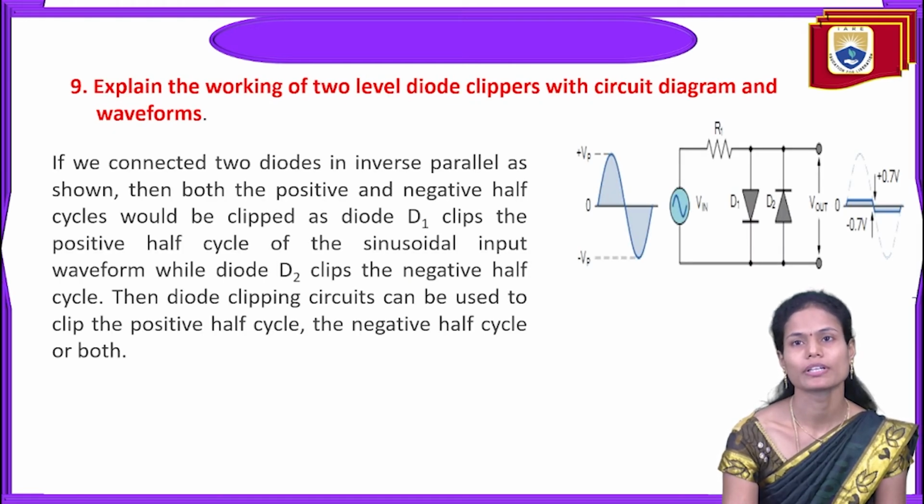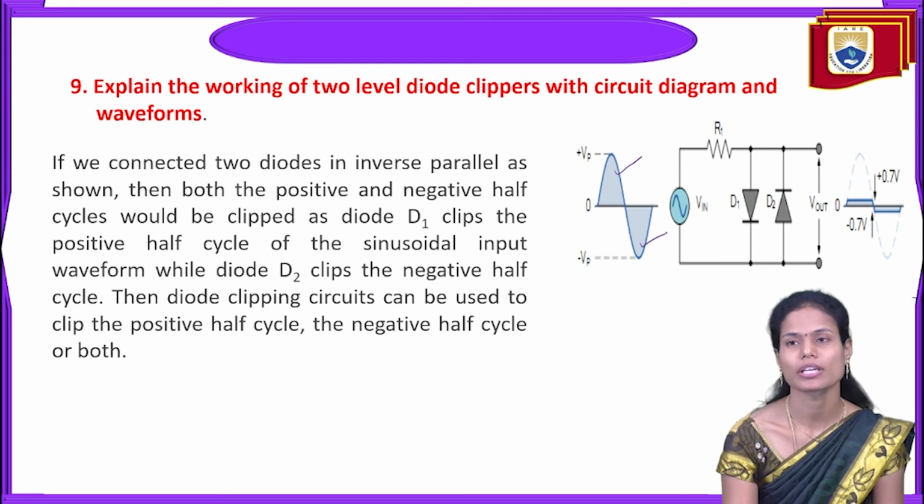And next, explain the working of two-level diode clipper with the circuit diagram and waveforms here. So this is the two-level clipper, that is nothing but it is going to clip the positive half cycle of the circuit as well as negative half cycle of the circuit.